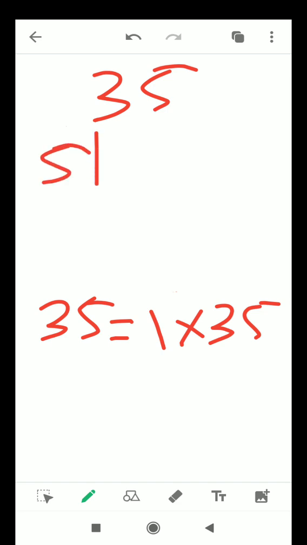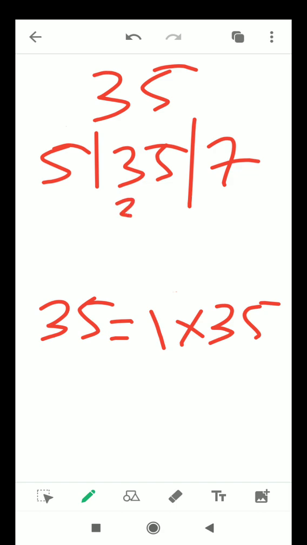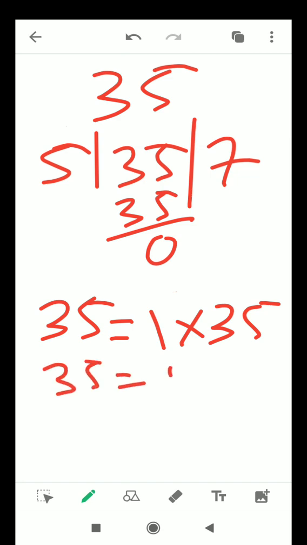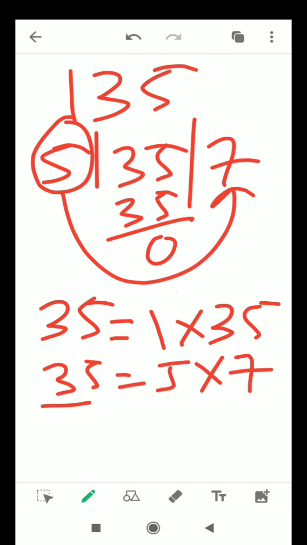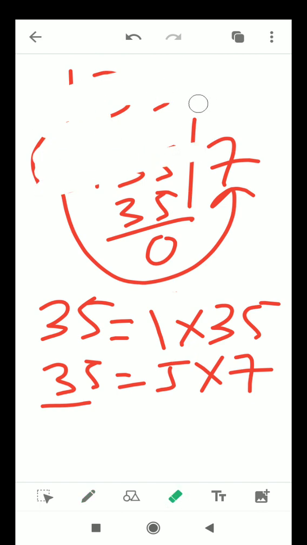So if 5 divides 35, the quotient will be 7, and the remainder will be 0. Now 35 can be expressed in the form of 5 into 7, because 5 is a divisor, and if we multiply the divisor with this quotient, then it will represent the number 35. Since 5 is a divisor, this is the only reason we choose the expression of 35 as 5 into 7. Now go for the next expression.